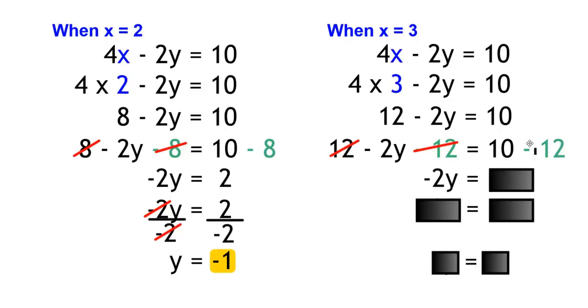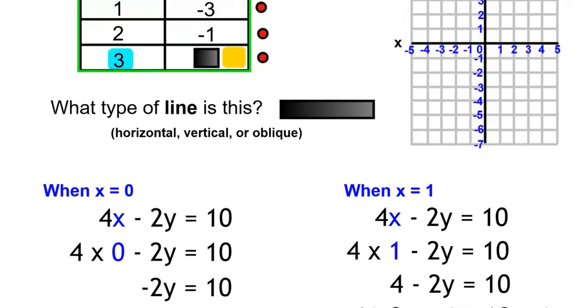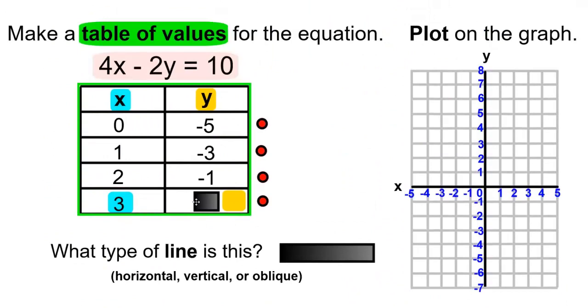And for 10 minus 12, we'll add the opposite. So 10 plus negative 12. And 10 positives plus 12 negatives is 2 negatives. So that's negative 2. To remove the times by negative 2, we'll divide this side by negative 2. Therefore, dividing the other side by negative 2 as well. The times negative 2 and divide by negative 2 will cancel, leaving us with y. And negative 2 divided by negative 2 is 1. So y is equal to 1. When x is 3, y is 1.